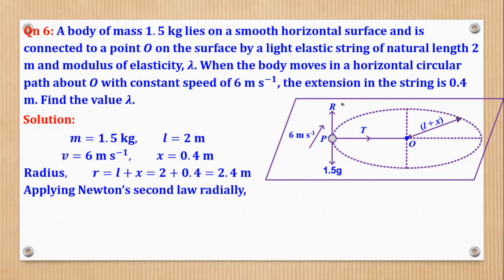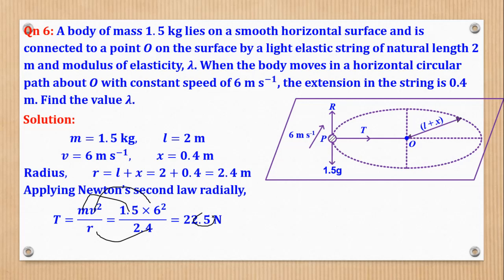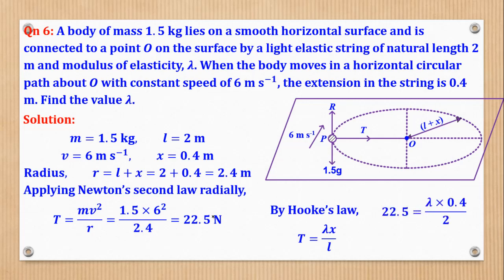Applying Newton's law radially, T provides the necessary centripetal force. So substitute for m v squared over r to give you the tension. Then by Hooke's law, T is given by that. So substitute for T, for X and for L, after which you should make lambda the subject, and that's what they wanted.